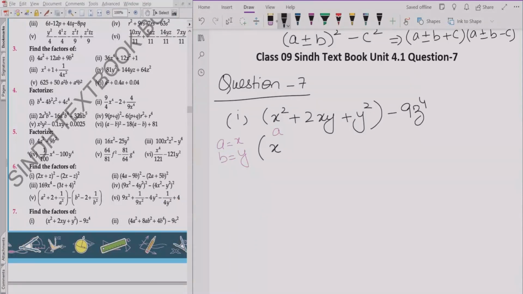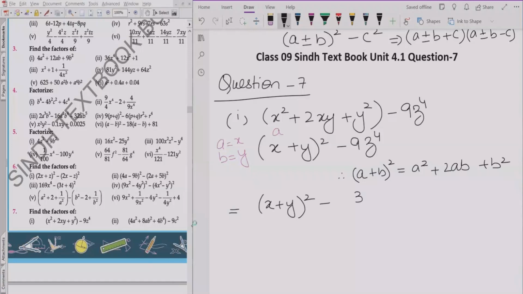Now we will put the value here: (x plus y) whole squared is x squared plus 2xy plus y squared. Now we will give a reference: (a plus b) whole squared equals a squared plus 2ab plus b squared, right? Now we will solve this way: (x plus y) whole squared minus (3z squared) whole squared. So now it is making a difference of two squares.